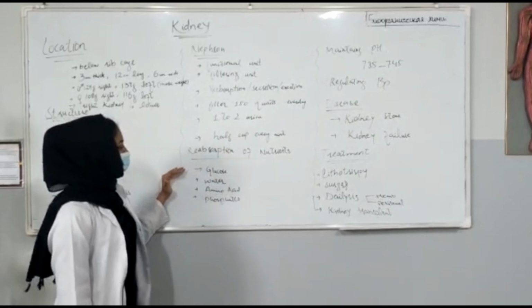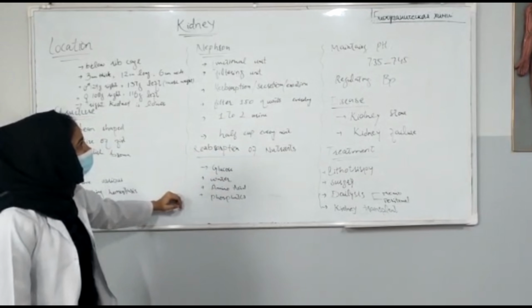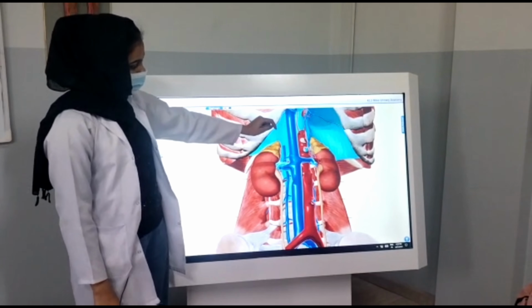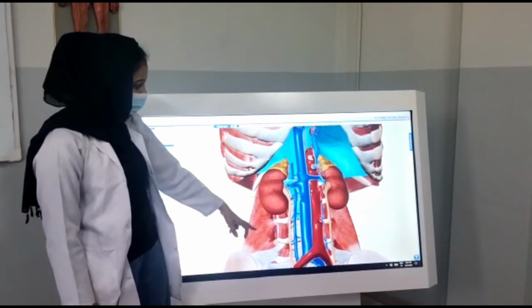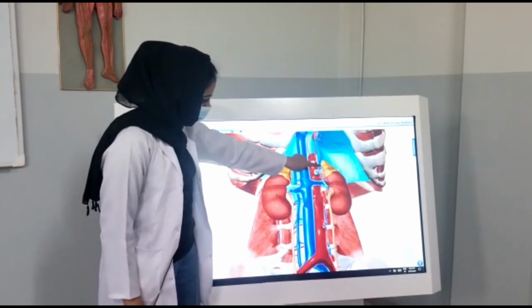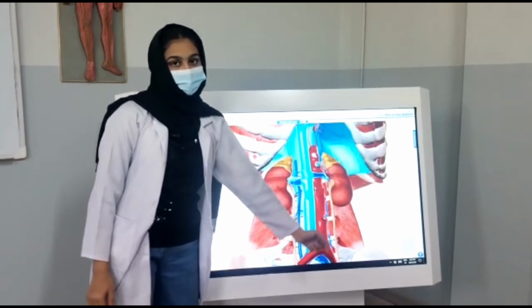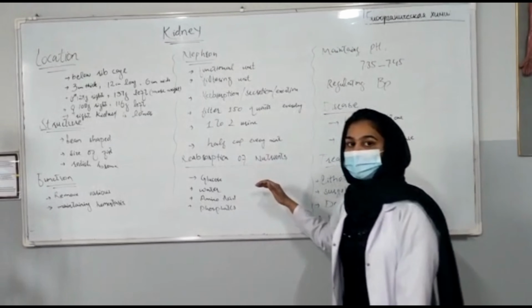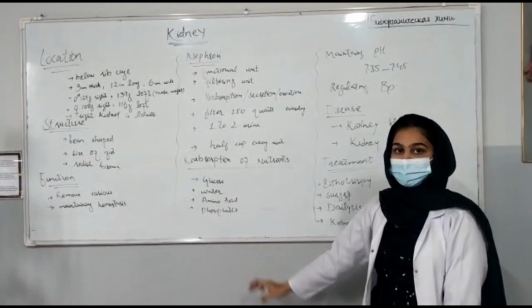Reabsorption of nutrients. Kidney reabsorbs nutrients like glucose, water, amino acid, phosphates. Blue are the renal arteries. They carry deoxygenated blood from our body, and then kidney filters the blood. And the red ones are the renal veins. They carry oxygenated blood from kidney towards the body. Kidney helps in reabsorption of nutrients like glucose, water, amino acid, phosphate, and different salts.